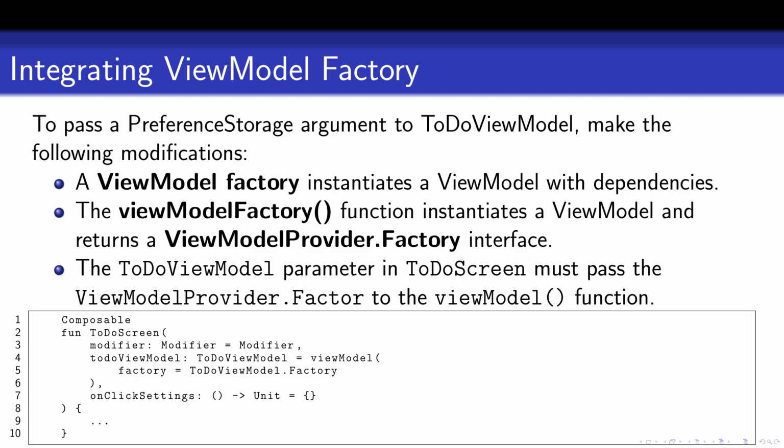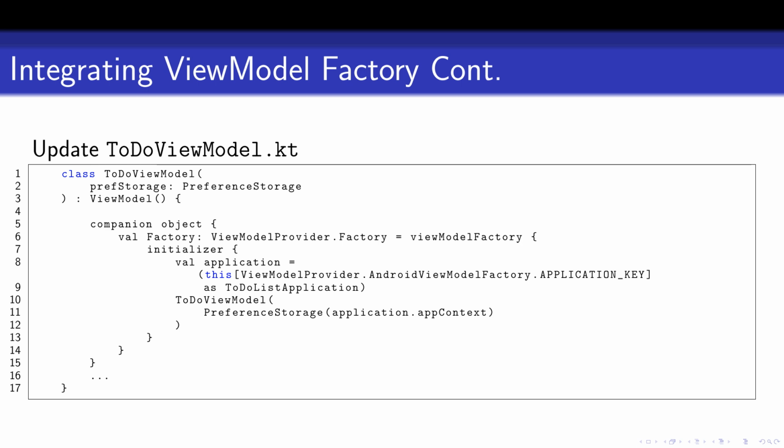Integrating the ViewModel factory into composables ensures robust state management. This code snippet demonstrates the to-do screen composable using the ViewModel function with the to-do-viewModel.factory. This setup passes the factory to instantiate the ViewModel with its dependencies, ensuring settings like task order or delete confirmation are accessible. This integration keeps the UI in sync with the ViewModel's state, providing a consistent and responsive user experience across the app. The ViewModel factory is key to dependency injection in the To-Do List app.